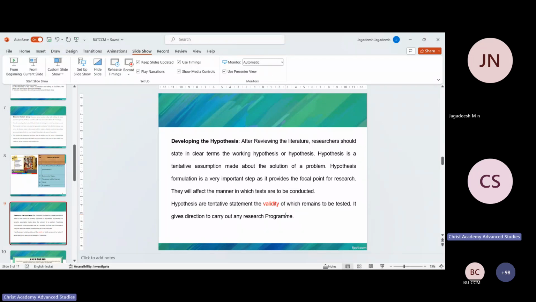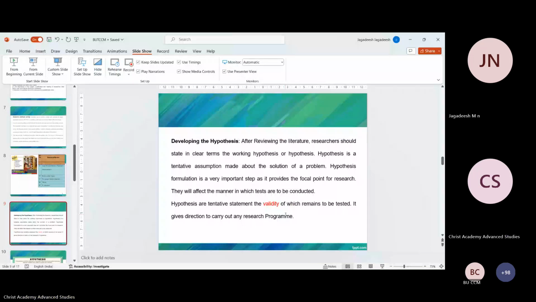It is a tentative statement, and we have two categories of hypothesis: one is null hypothesis and another is alternative. In null, there is no significant difference. In alternative, there is a significant difference. So this statement has to be accepted or rejected. We have to decide that in the further step of research.